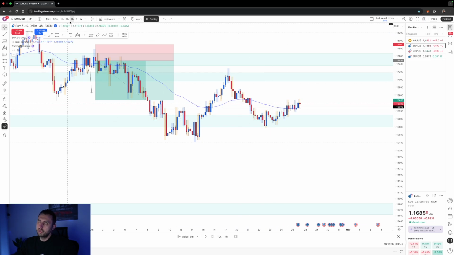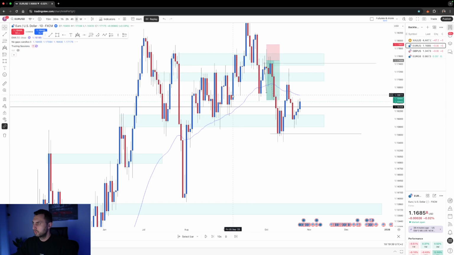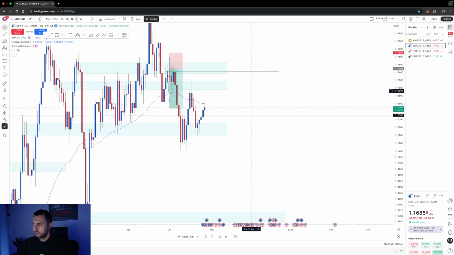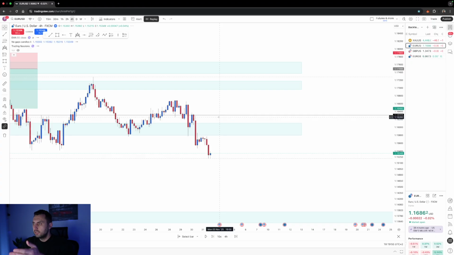Yeah, let's move on. The daily is moving slow. Yeah, the price, this was basically a lower high. We can see that it was how I anticipated. But let's see on the 4 hour.